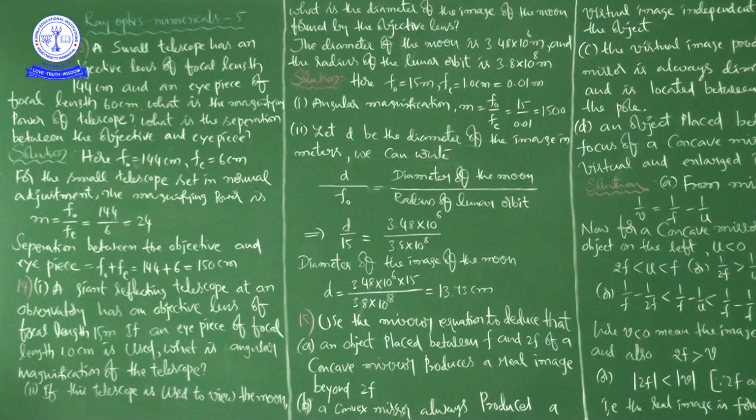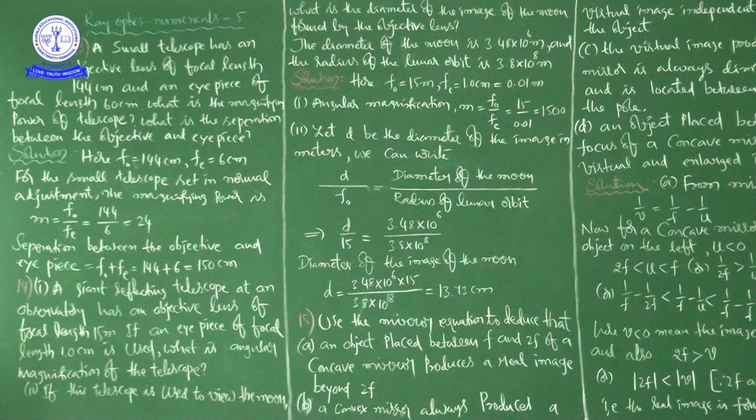13.73 centimeters will be the final answer. That is the diameter of the image of the moon. That is all he is asking us to find. In the second part of the problem, he is asking us to find the diameter of the image of the moon formed by the objective lens. So that is 13.73 centimeters. Okay, right. Now we are going to see the next problem.